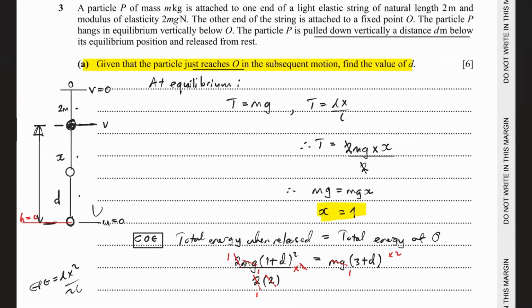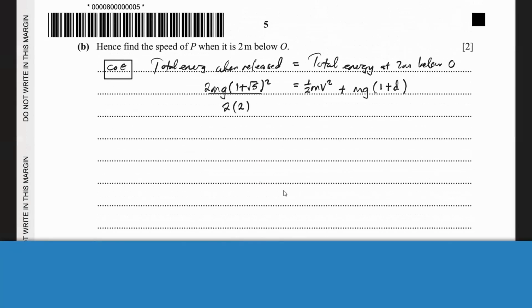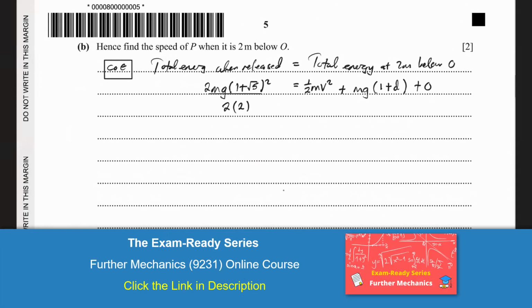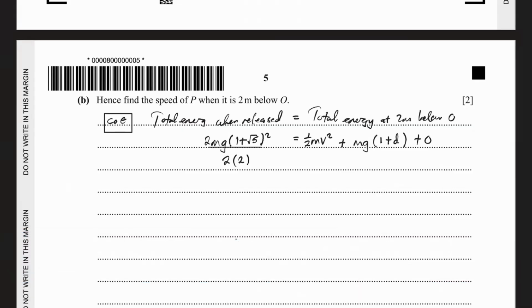So the extension is 0, which means elastic potential energy will be 0. So no elastic potential energy. So this is what we are going to be making use of for the calculations. Remember here, d is root 5. So I'll put a root 5 here.